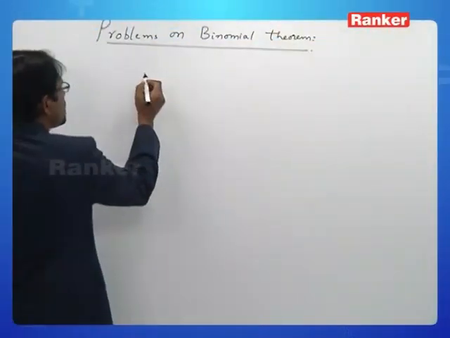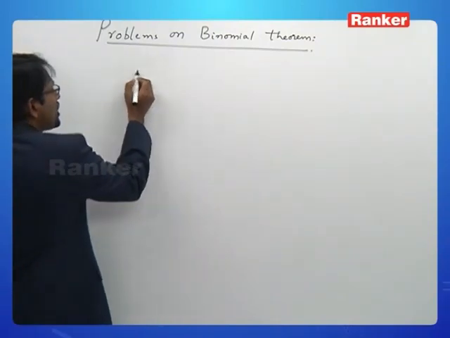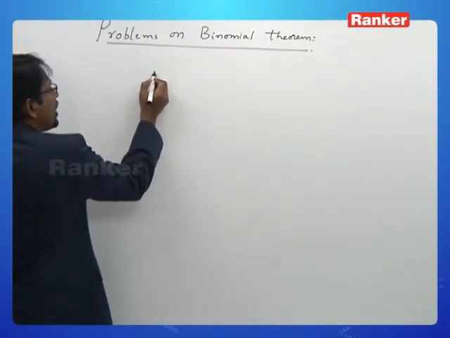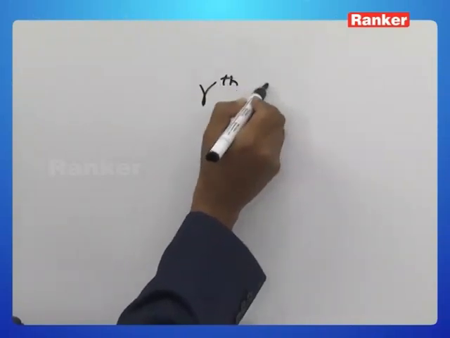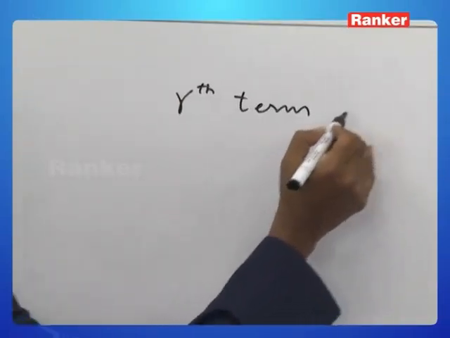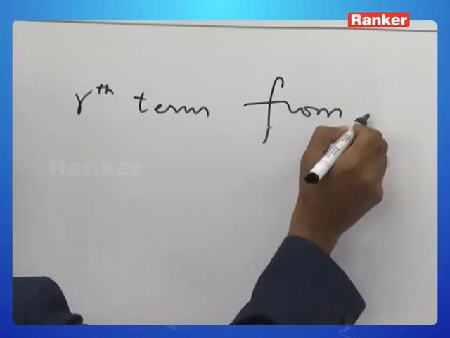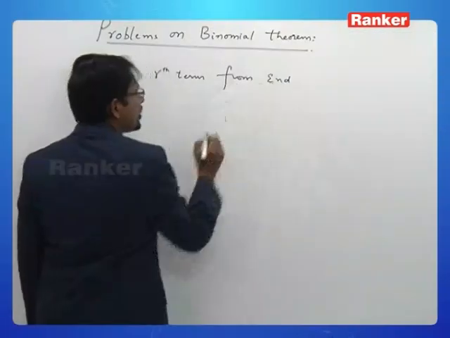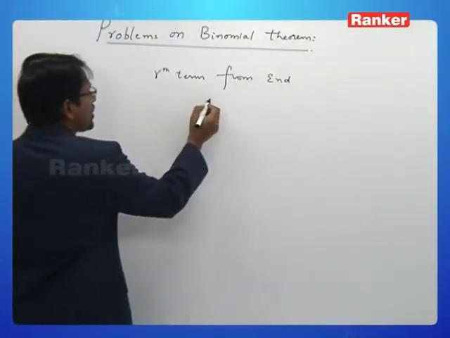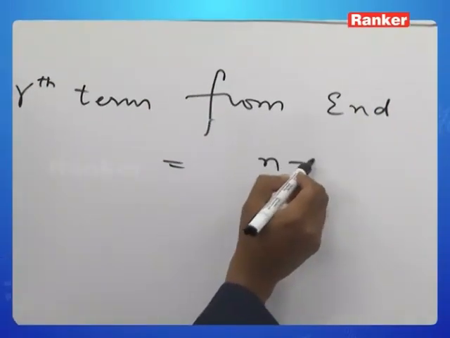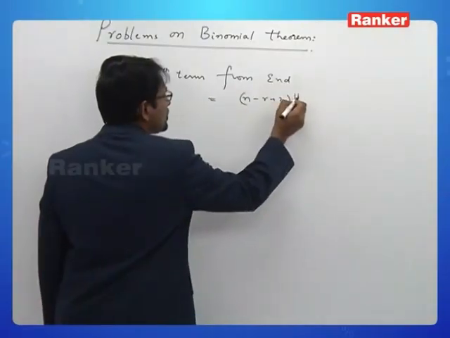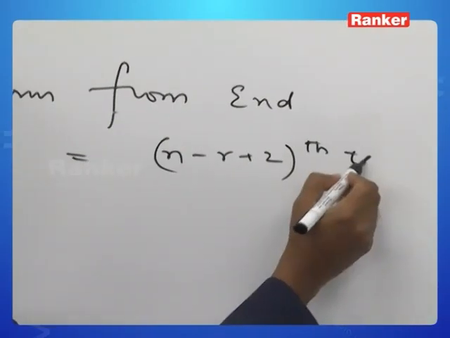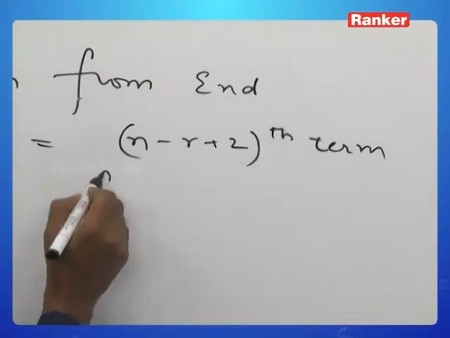Now let us note that in this problem we use this fact. The rth term from the end is n minus r plus 2 term from the left side, the term from the beginning.